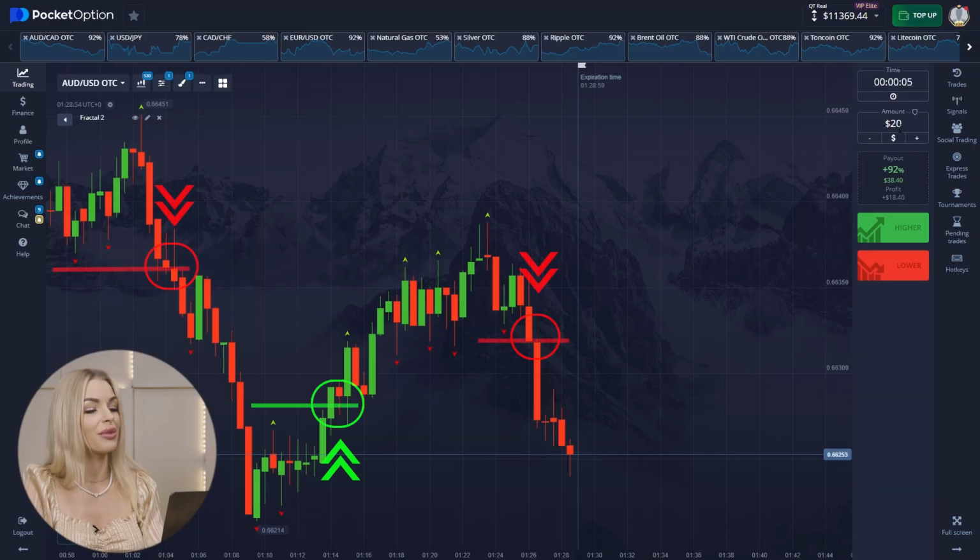Fractal, an indicator that analyzes the price on the last 5 candles and marks the price extreme, after which the price reverses. It gives delayed signals, but when paired with the alligator indicator, it is a powerful trading tool.